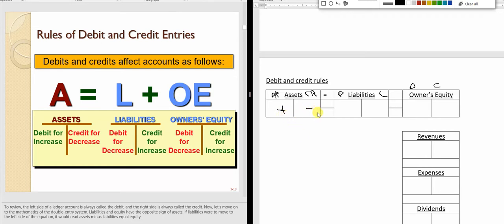If I get rid of cash, I put it on the credit side, etc. Now, if you can remember that everything mathematically has to equal, so everything on the other side of the equal sign has to be opposite. So liabilities are increased with credits, and owner's equity is increased with credits, and they're decreased with debits. So make sure you write all those out.